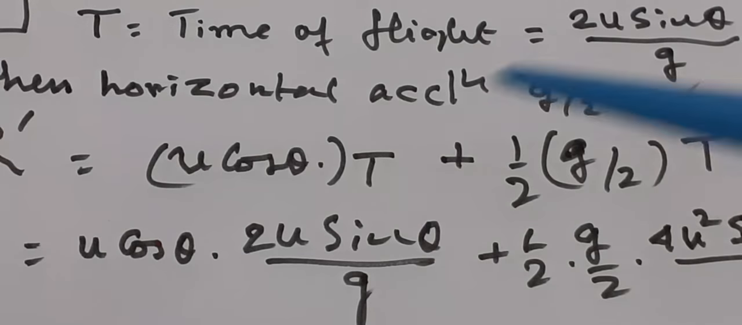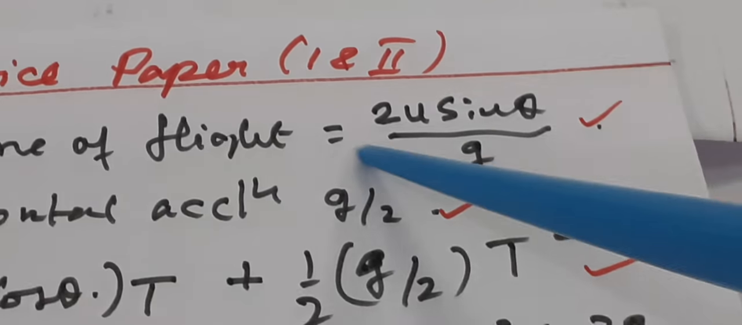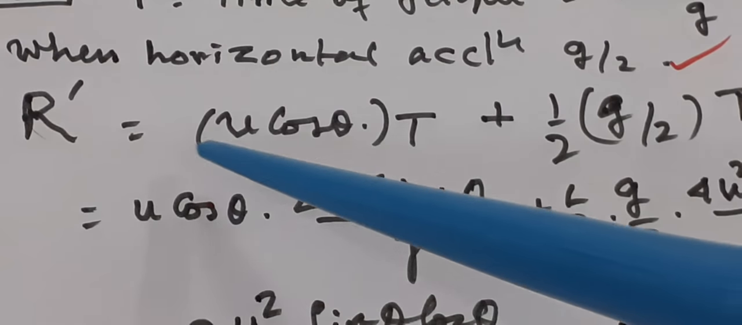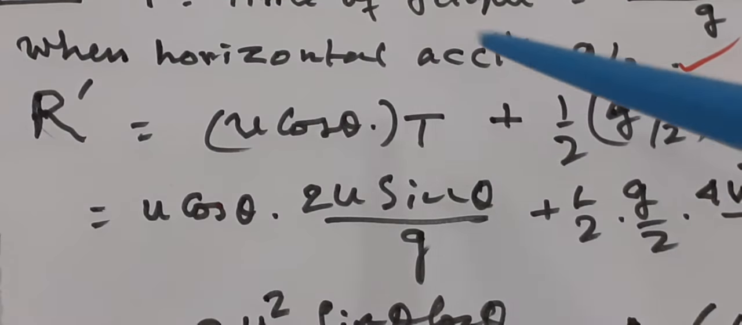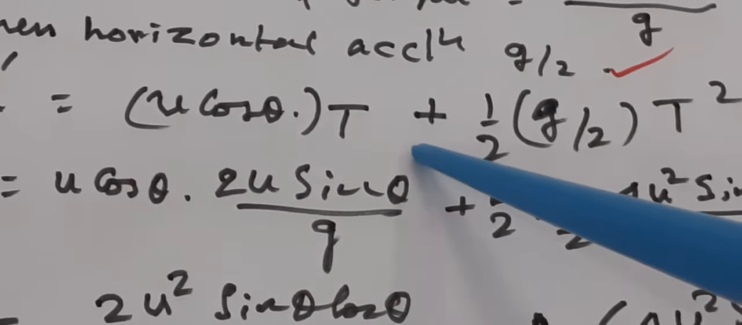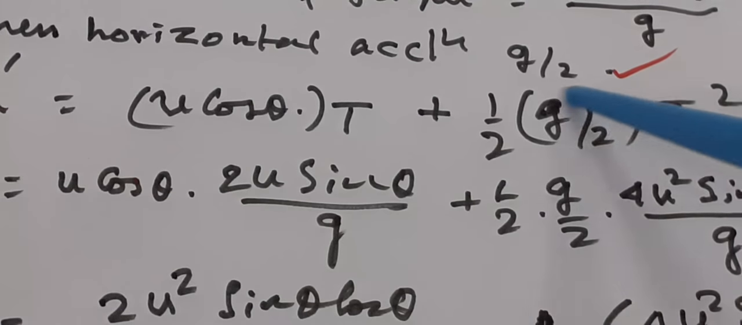Now, as we understand, because of horizontal acceleration, the range will increase. Now you can proceed in this way. Let us say the new range will be R dash. The maximum time of flight is twice u sin theta by g, and the horizontal acceleration is g by 2. Now the range will change. How much will it be? The initial velocity along that direction is u cos theta into capital T. The time of flight will remain the same because it depends on the vertical component of velocity, already shown here, twice u sin theta by g. It does not depend on the horizontal component. Now plus half the acceleration, small g by 2, into capital T square. This will be the additional increase of range.